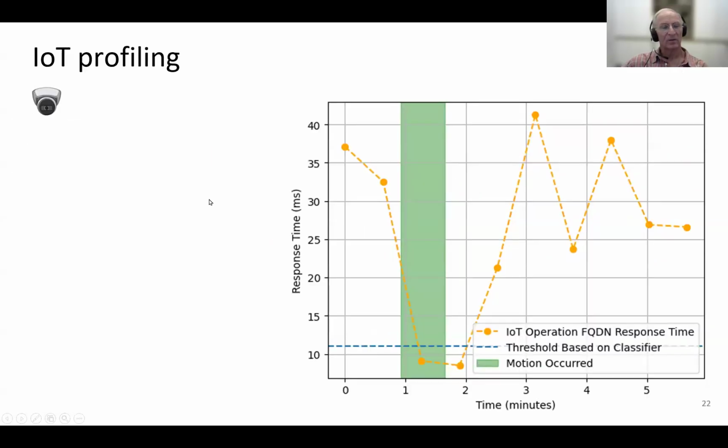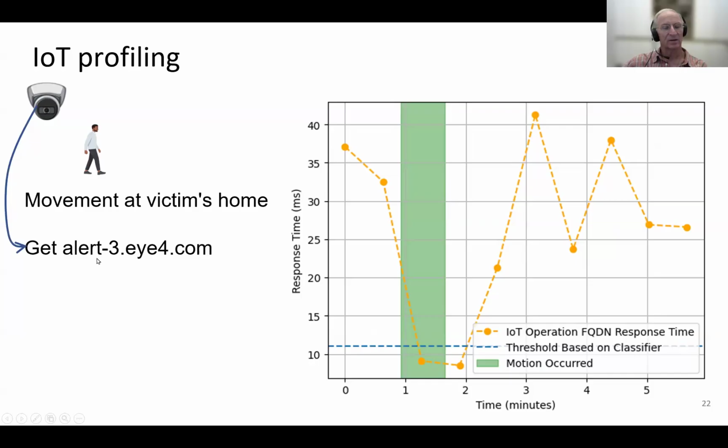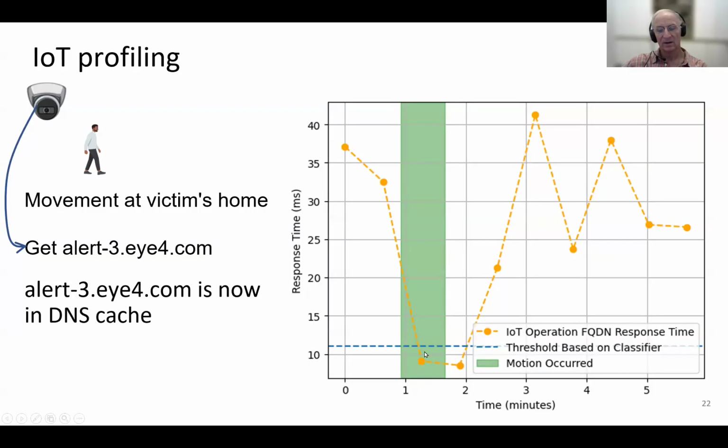With the IoT profiling, what happens? There is a camera and a user visiting the home. Somebody is moving in the home of the victim. The camera alerts about this movement by issuing a request to some domain name of the camera manufacturer. Well, our attack notices this domain is now in the cache, and we know, here in the green area, the response is slow. There was a movement in the victim's home, and we alert the attacker.